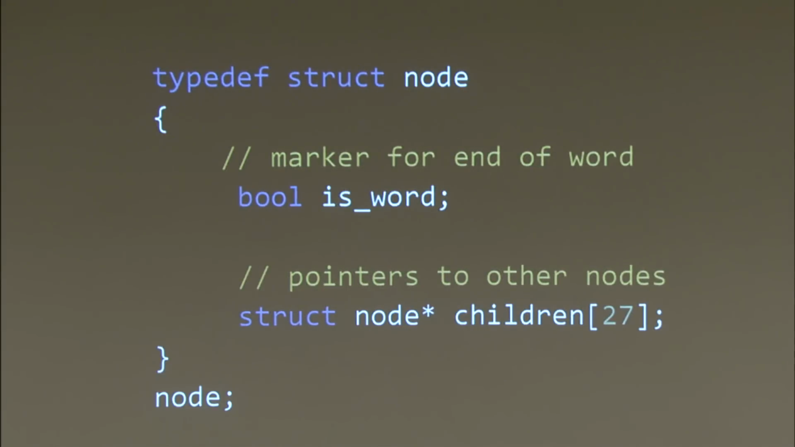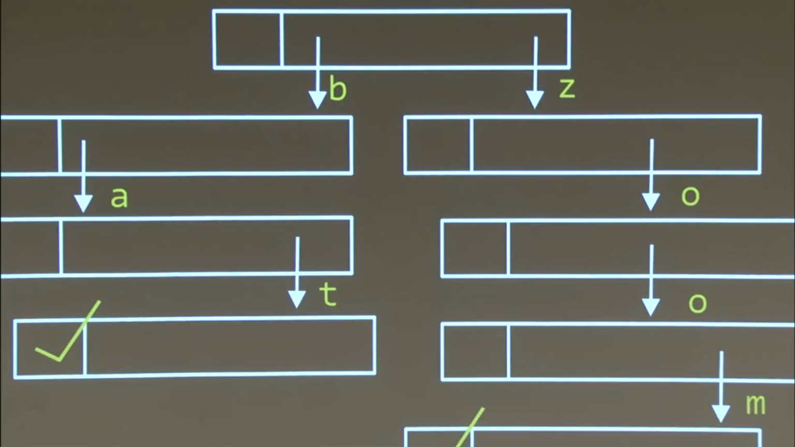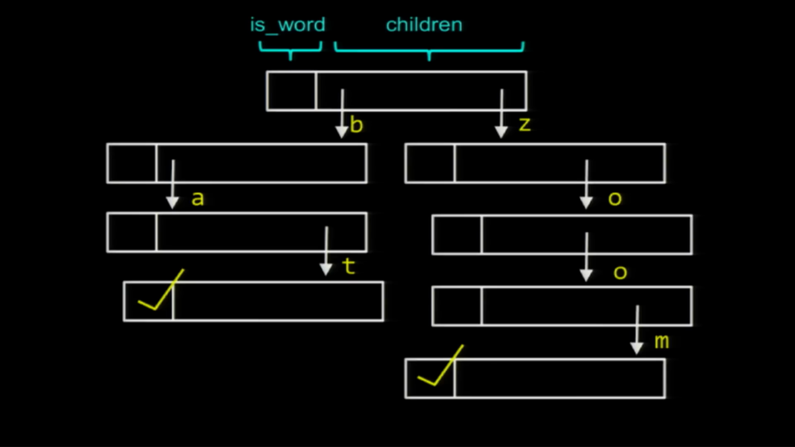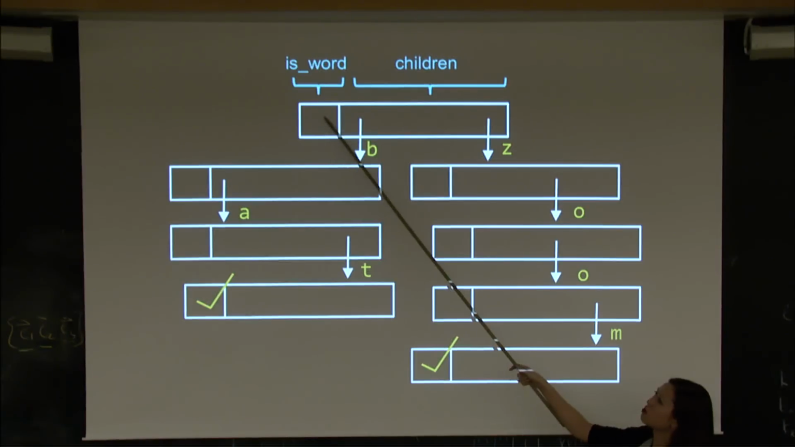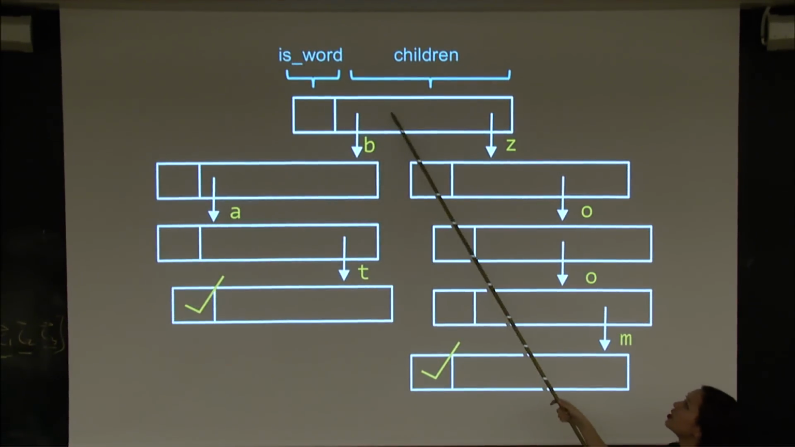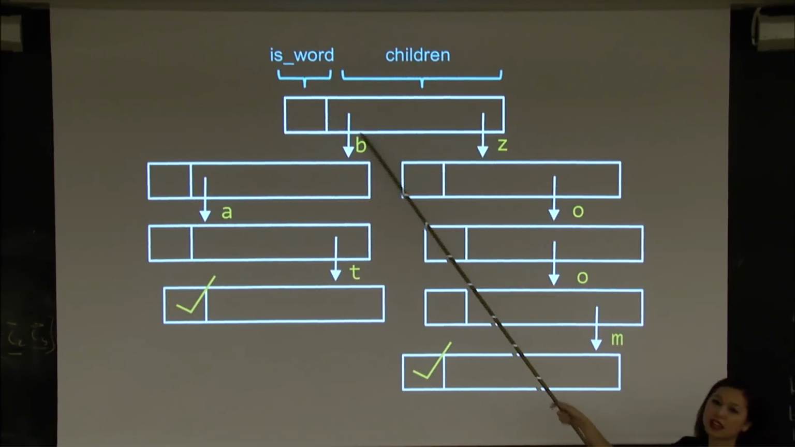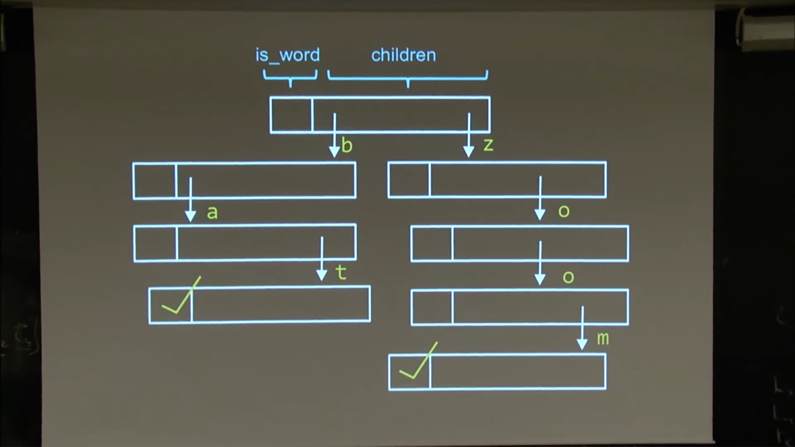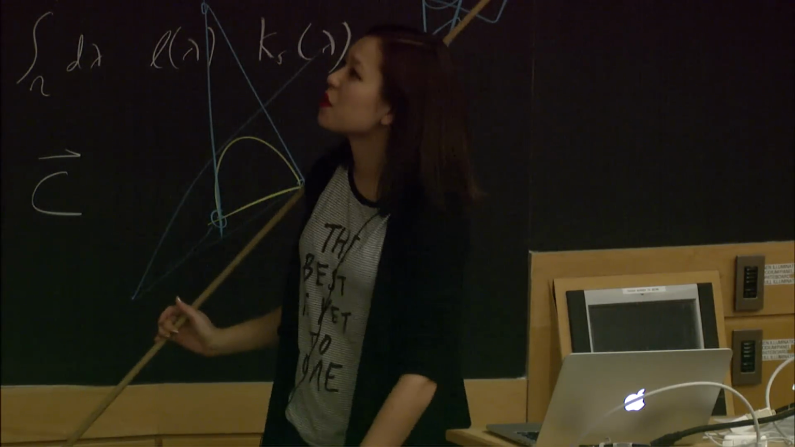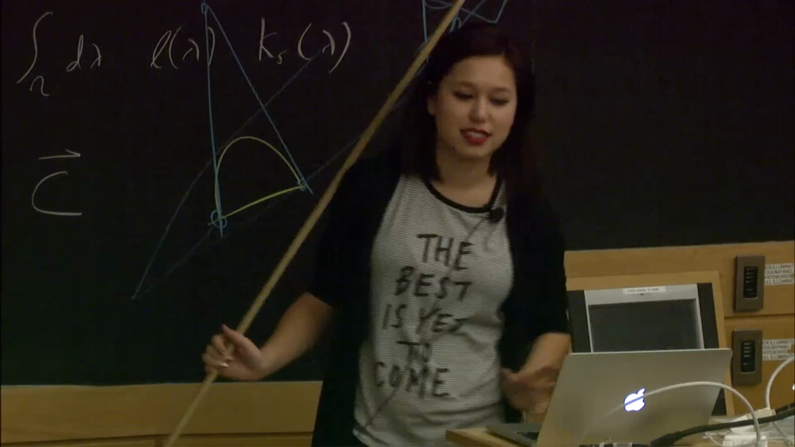But we're going to go through just how you might work through a try if you're given one. So we have a super simple one here that has the words bat and zoom in them. As we see up here, this little space represents our bool that says, yes, this is a word. And then this has our array of characters. So we're going to go through finding bat in this try.